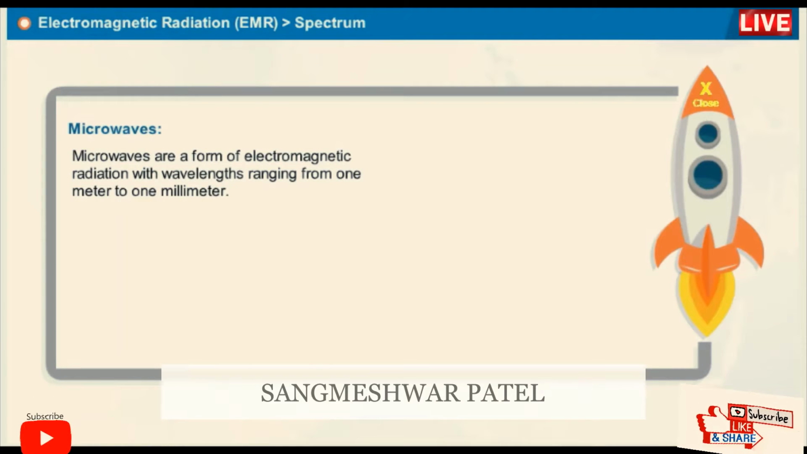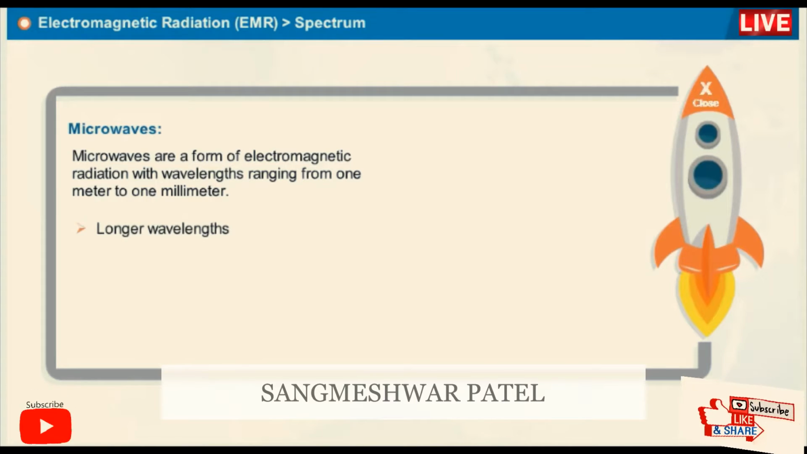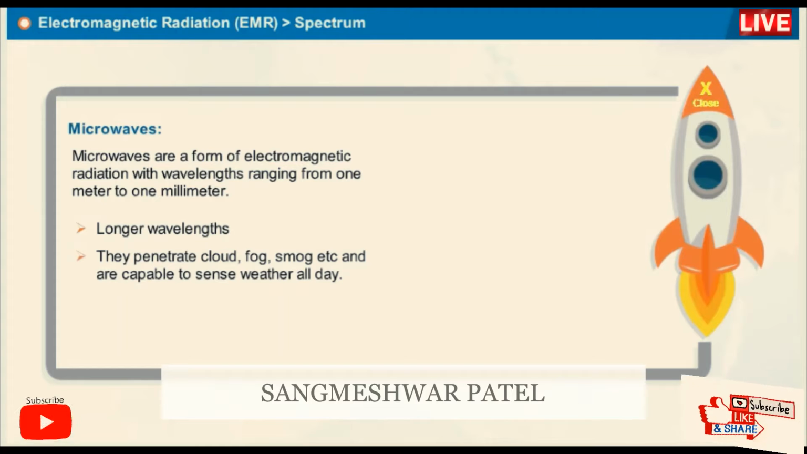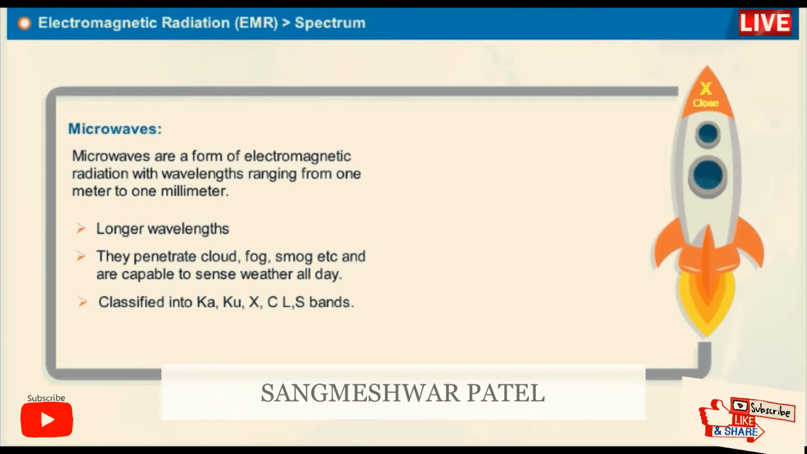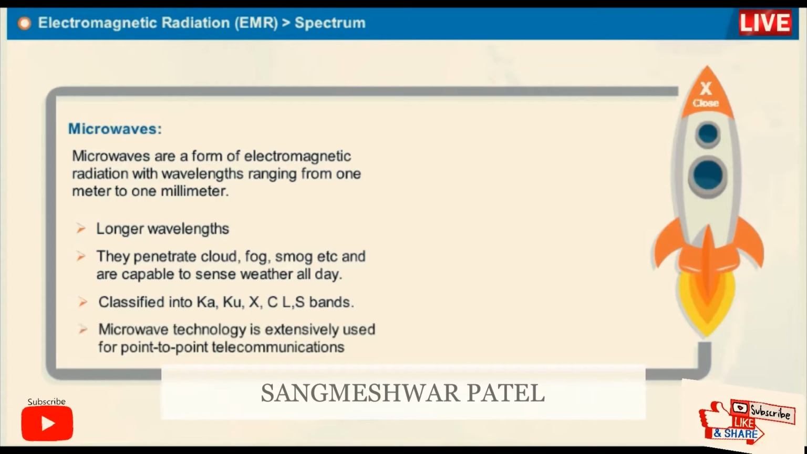Microwaves are a form of electromagnetic radiation with wavelengths ranging from 1 meter to 1 millimeter, with frequencies between 300 MHz (100 centimeters) and 300 GHz (0.1 centimeters). They have longer wavelengths, penetrate cloud, fog, smog, etc., and are capable of sensing weather all day. They are classified into K, Q, X, C, L, S bands.